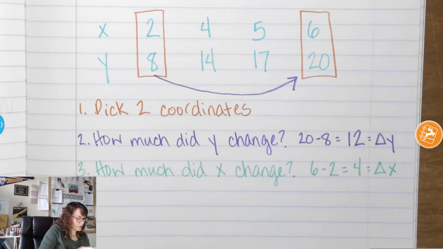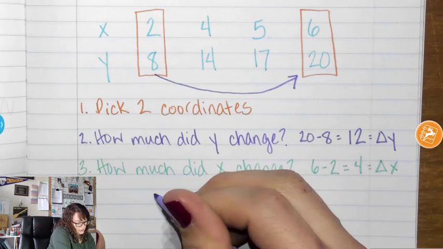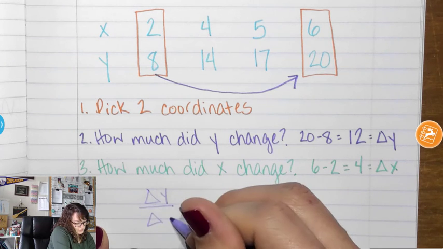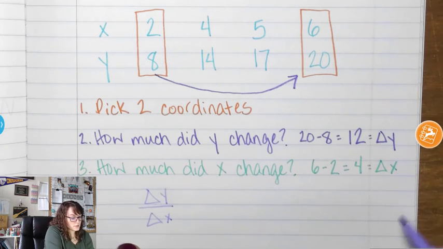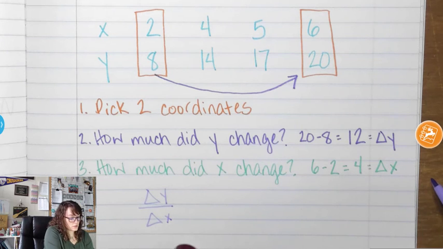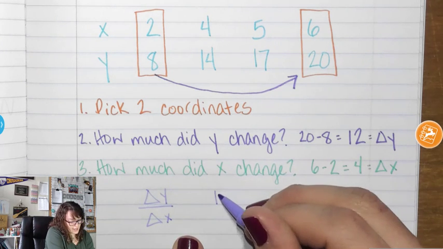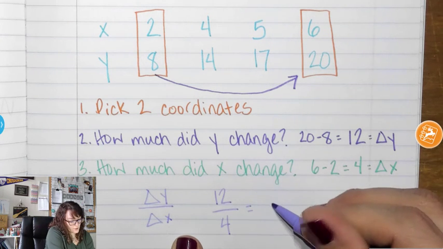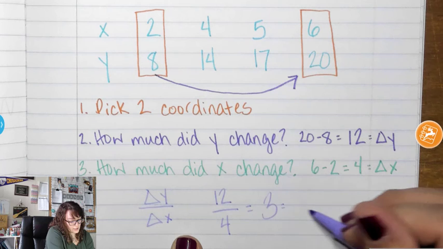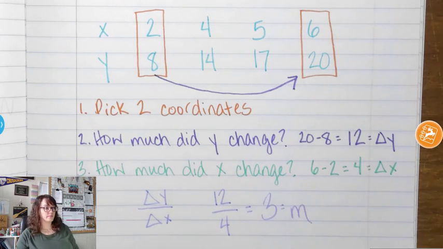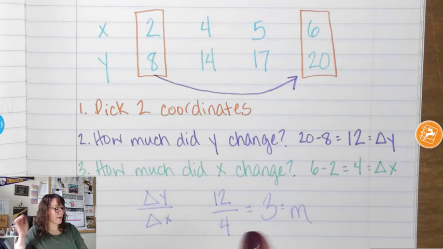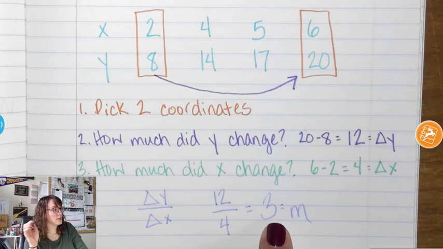Last one, step 4. Delta y goes over delta x. So delta y was how much? 12. And delta x is how much? 4. And what is 12 divided by 4? So my slope is 3. M equals 3. Slope, M. If it doesn't come out even, keep it a fraction. Don't make slope decimals. It doesn't work well.